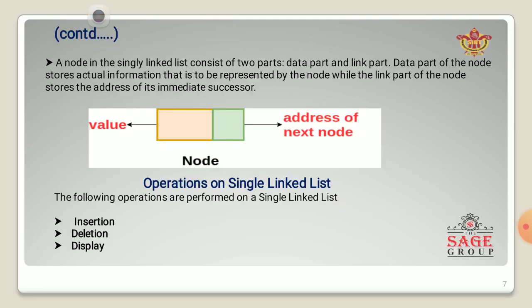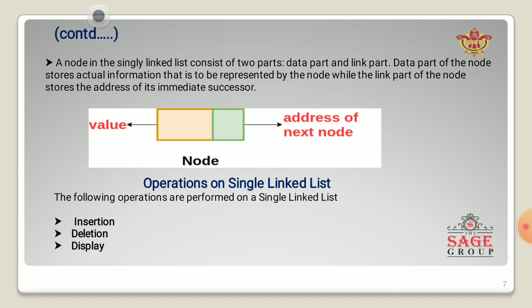And continue. A node in a singly linked list consists of two parts. That means data part and second is link part. Data part of the node stores the actual information that is to be represented by the node, while the link part of the node stores the address of the immediate successor. That means we have a node, then first part denoted by value, then second part denoted by address of next node. That is called node.